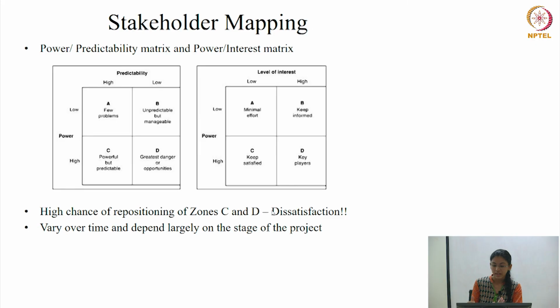Coming to the power and interest matrix, the dangerous zone of the stakeholders is in the C block, wherein they have high power and low level of interest. They might change their interest when decisions made are not satisfying them. So the main interest of a project manager, or whoever deals with the project, is to keep them satisfied. And there is a high chance of repositioning of the zones C and D when there is dissatisfaction in those zones.